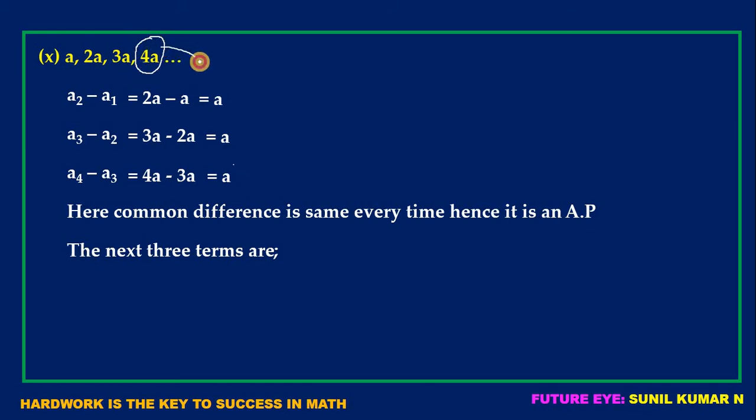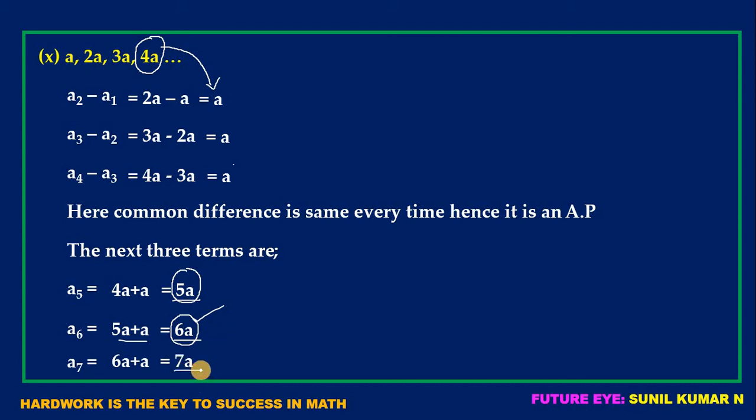This 4A, add to the common difference. Look here, A5, we can write it as 4A plus A. We get 5A. Next, A6. For that, this 5A again add to the common difference, that is A. 5A plus 1A, we get 6A. Similarly, A7 we can write it as now 6A add to A, we get 7A. These are the required 3 terms.